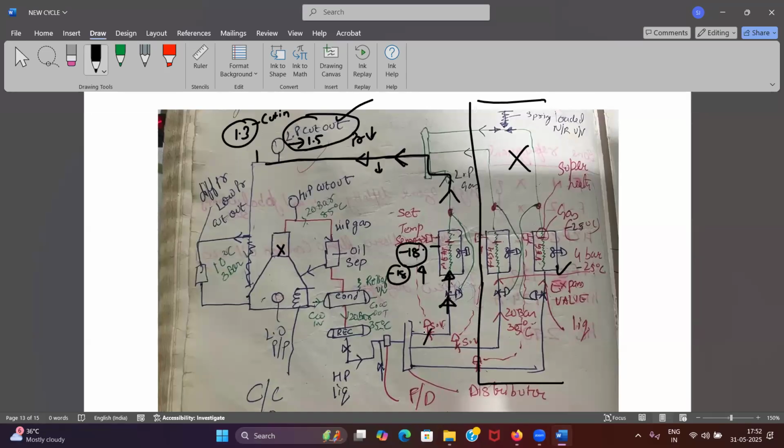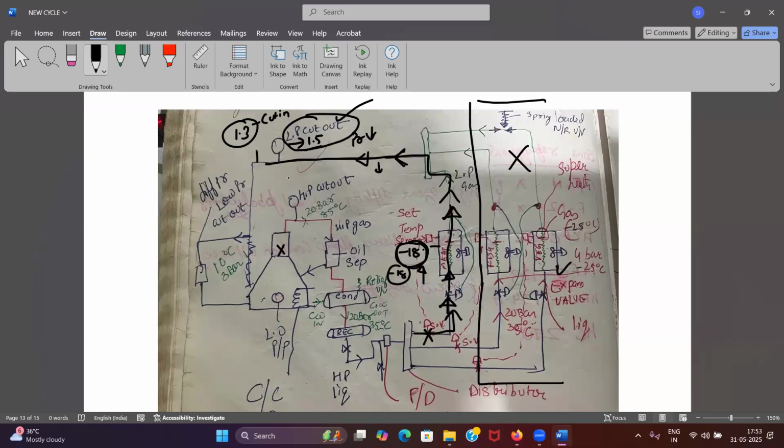But if your solenoid valve is leaking, will my thermostat be able to close it? No sir, the refrigerant flow will not stop. Refrigerant will still flow. Minus 18 degrees Celsius is already maintained, so I will not be using this much. My pressure will not drop. It is not going to change the state to that extent, isn't it? And the pressure will again build up.